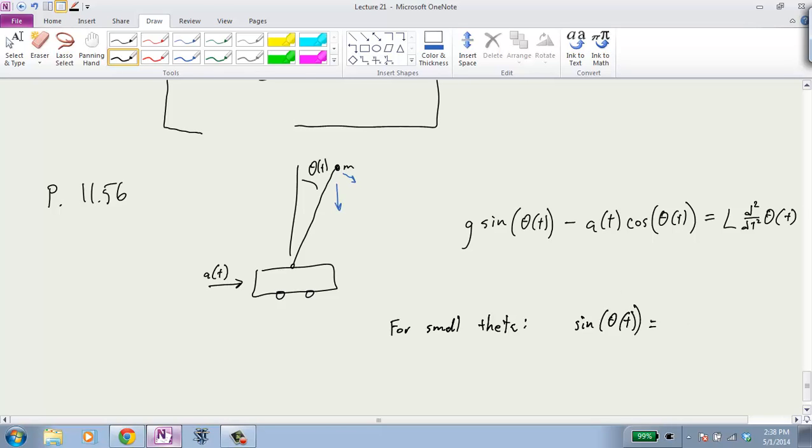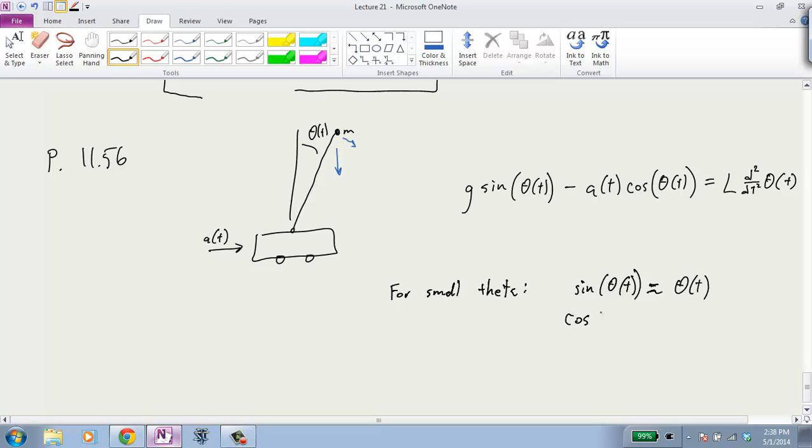All right, that approximately equals theta of t, and cosine of theta of t approximately just equals 1 for small theta, or 0, sorry. What am I doing here?